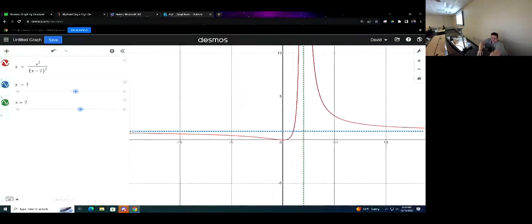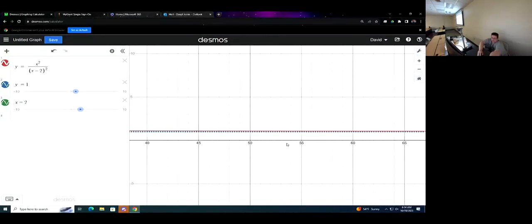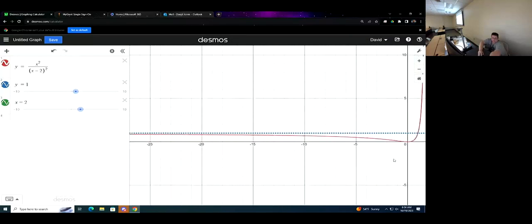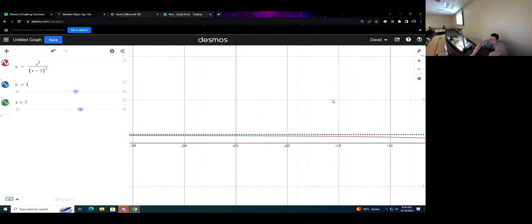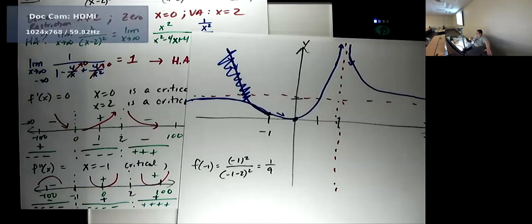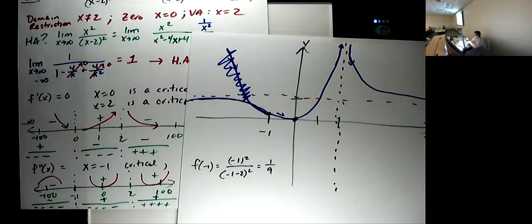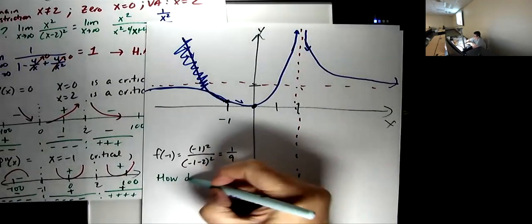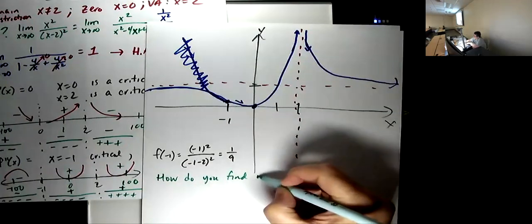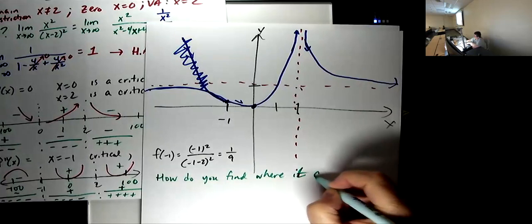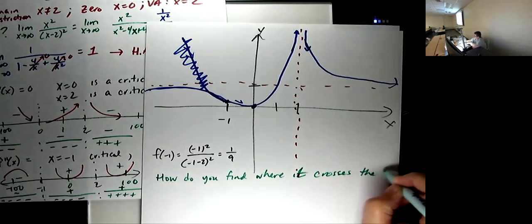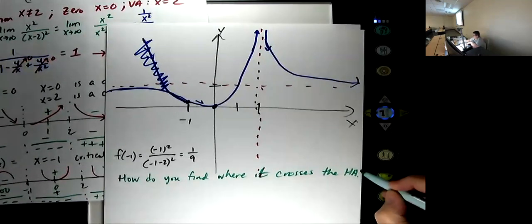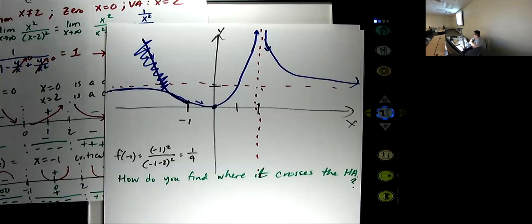So here, notice it never crossed the horizontal asymptote going either direction. That's not always true. Does anyone remember when it can cross the horizontal asymptote, or how you find where it crosses the horizontal asymptote? Because it can. This is way back in college algebra or pre-calc A. And for some of you, if you took it in high school, you may not have even covered it.